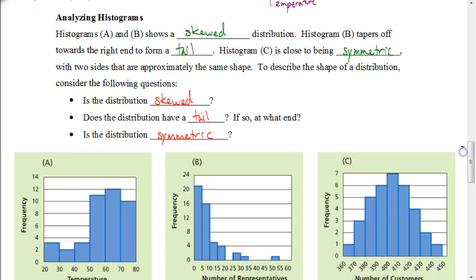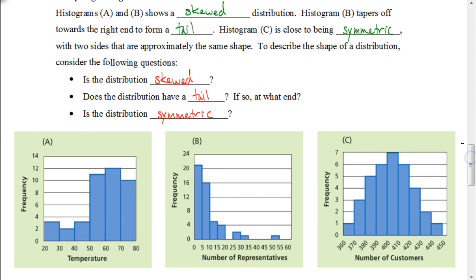Let's talk about if data is skewed. Histograms A and B down below here are a skewed distribution. Histogram B tapers off towards the right end to form a tail. So if you notice, if we look at graph B, it's tapering to the right, so it's going down towards the right. And histogram C is close to being symmetric, with 2 sides at approximately the same shape. To describe the shape of a distribution, consider the following questions.